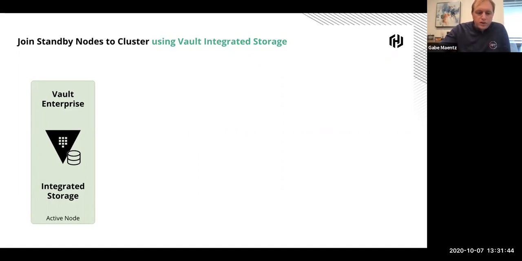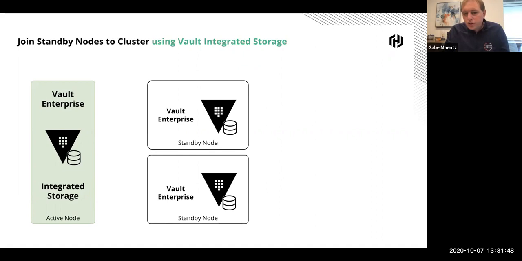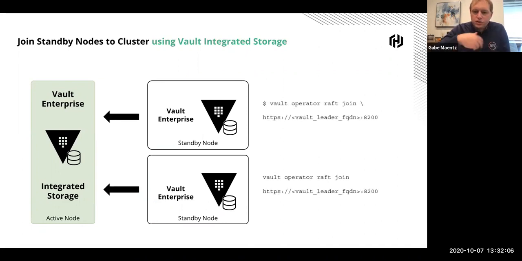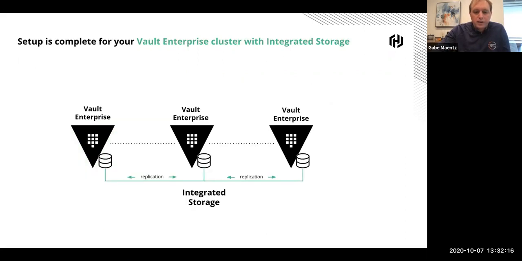So once the migration is complete, we will then stand up 2 additional nodes for Vault Enterprise. These are 2 additional servers that are running Vault Enterprise binaries, and we add them to the cluster. Because there's no Consul storage backend in this case, we can issue a Vault operator raft join command, which will take these 2 standby nodes and have them communicate with the active node, and ultimately complete our setup with a Vault Enterprise cluster with integrated storage. And then integrated storage takes care of replicating that data between all of the nodes, the active and the standby nodes, and migration is complete.